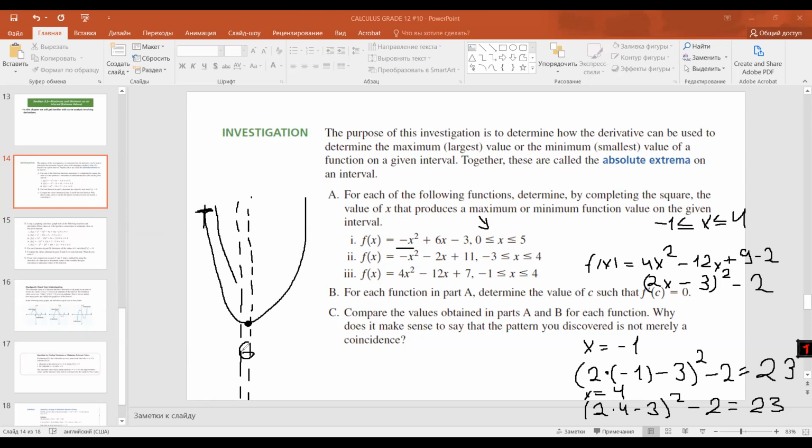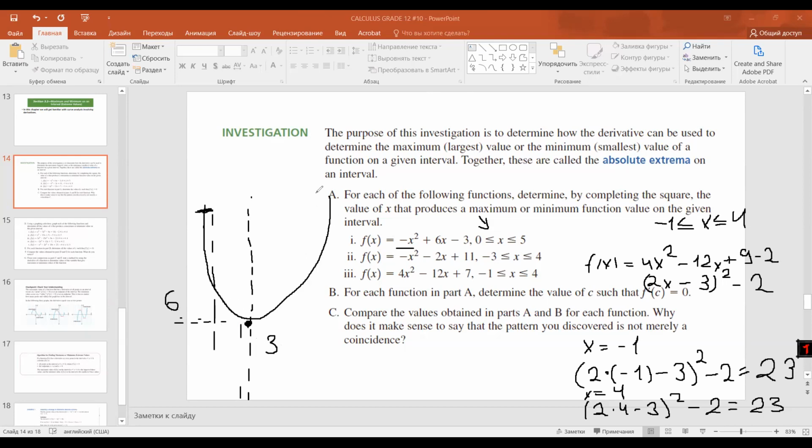So are you sure that 6 is the x value? That's the y value. Okay. And what about the x value at this point? 3. So it equals 3. So this is 6 and this is 3, right? And the range is from 0 to 5. So we're actually in the range.